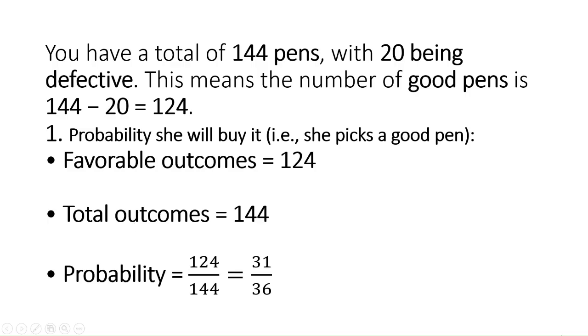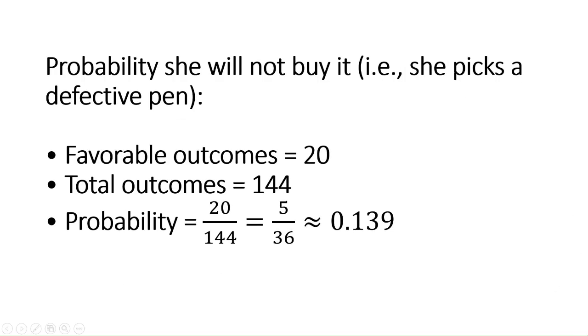Okay, right. Next, probability that she will not buy it means she picks up a defective pen. If she picks a defective pen, definitely she won't buy it. Yes or no? So for defective pen, how many favorable outcomes are there? 20, because 20 defective pens are there. So total outcomes are 144, because total number of pens in the lot are 144.